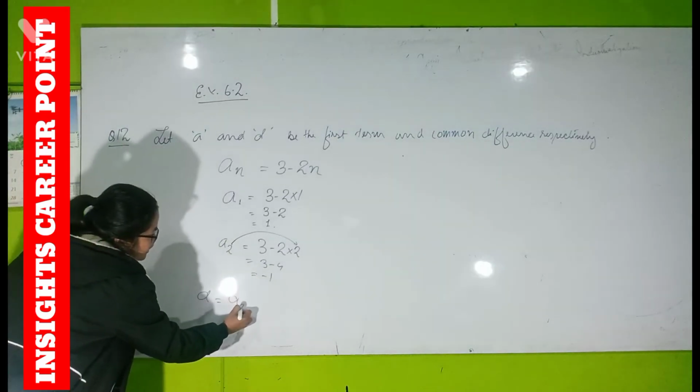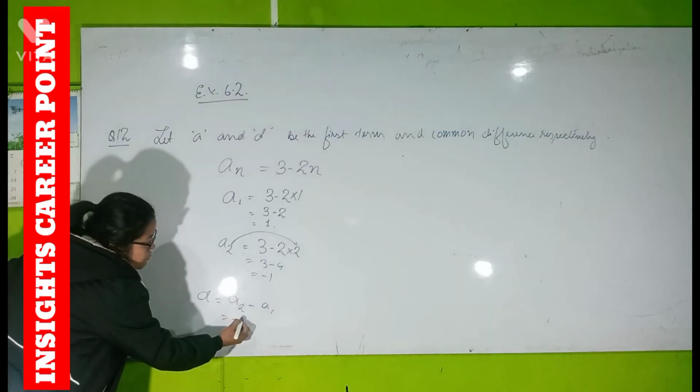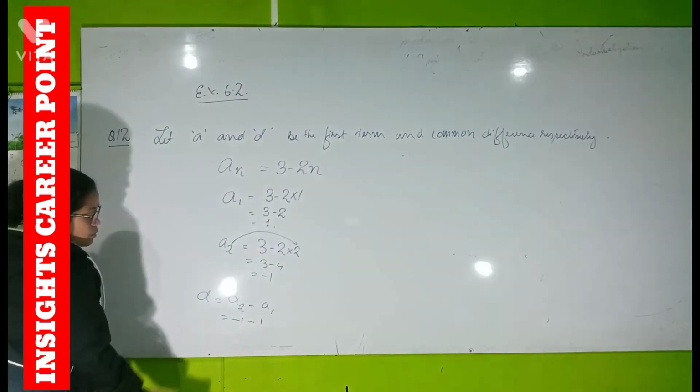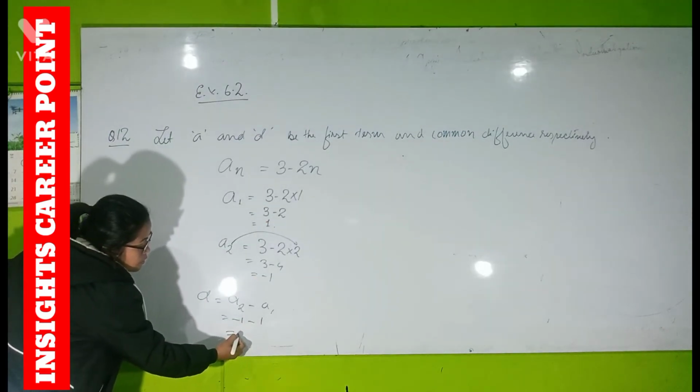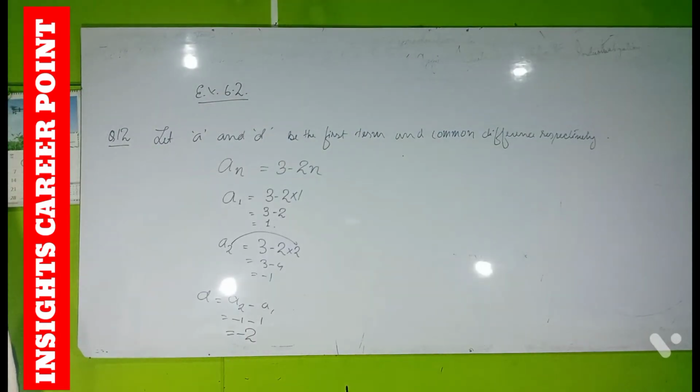d is a2 minus a1. What is the value of a2? Minus 1, minus the value of a1, which is 1. Then what is the value of d? Minus 2. The value of d is minus 2.